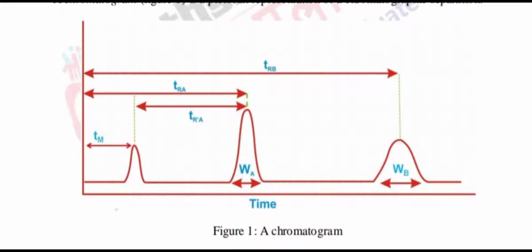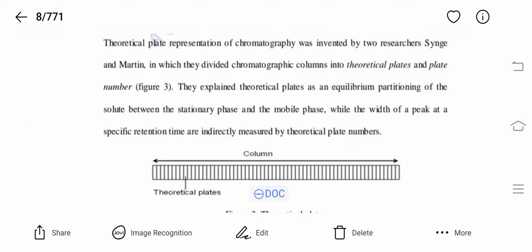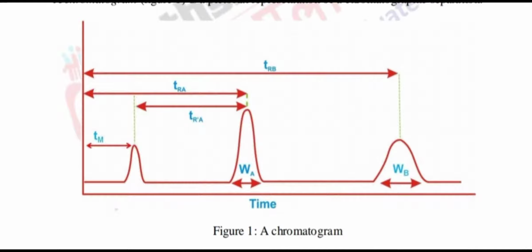So now we will understand the TR. What is TR? TR is the retention time. The retention time is defined as the time between sample loading and detection of an analyte peak in the end. So, retention time is the total time between sample loading and detection of the last analyte peak.